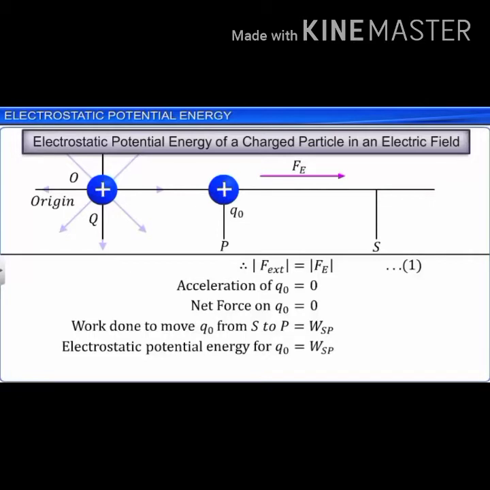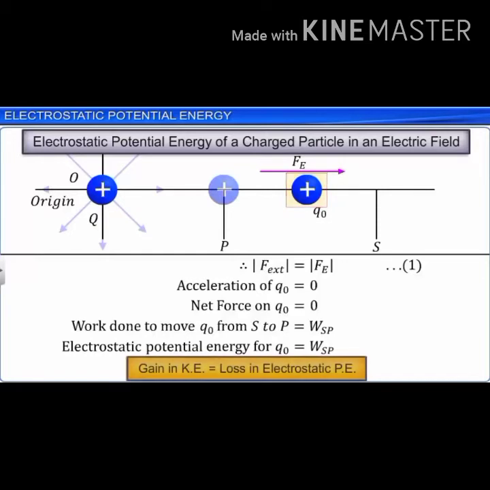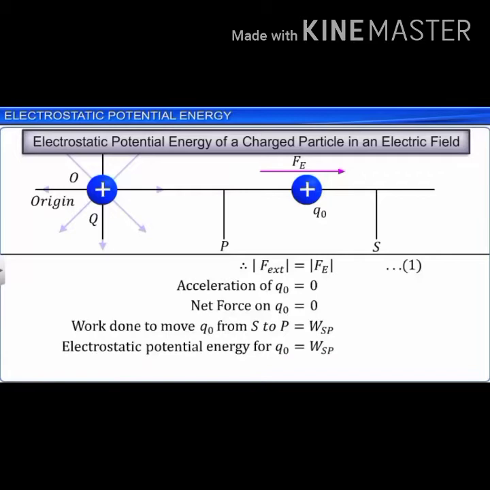If we remove the external force F, then the charge Q naught moves away from Q in the direction of the electric field and gains kinetic energy, such that the gain in kinetic energy is equal to the loss in its electrostatic potential energy. The sum of kinetic and potential energy of charge Q0 is always constant or conserved.